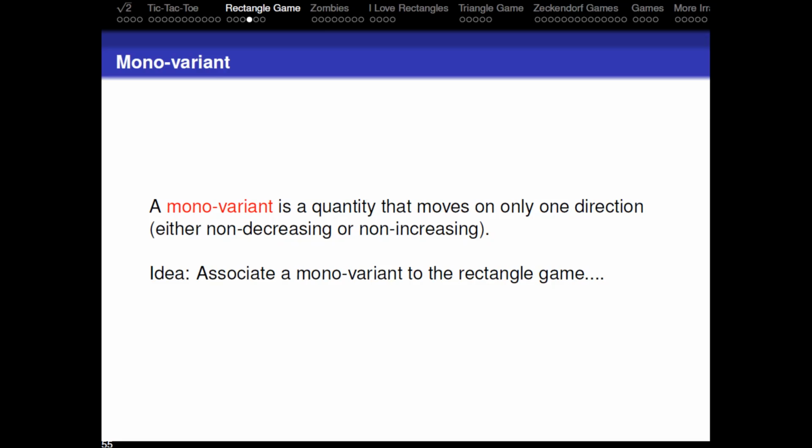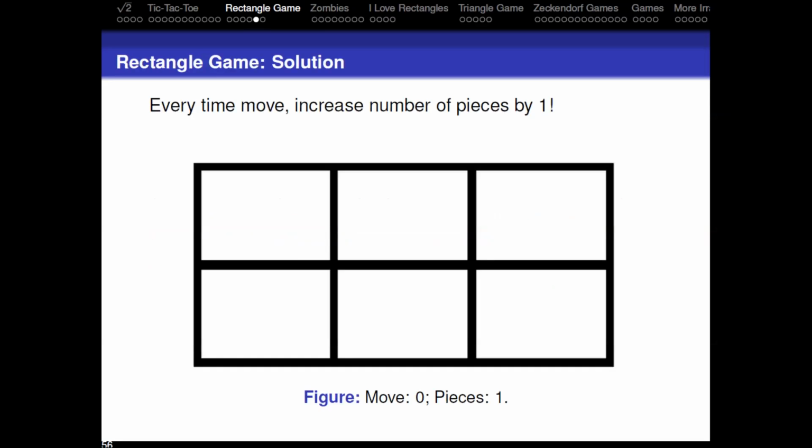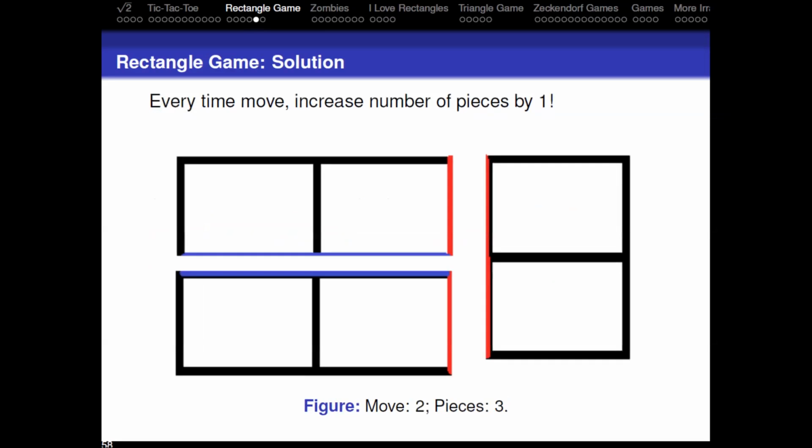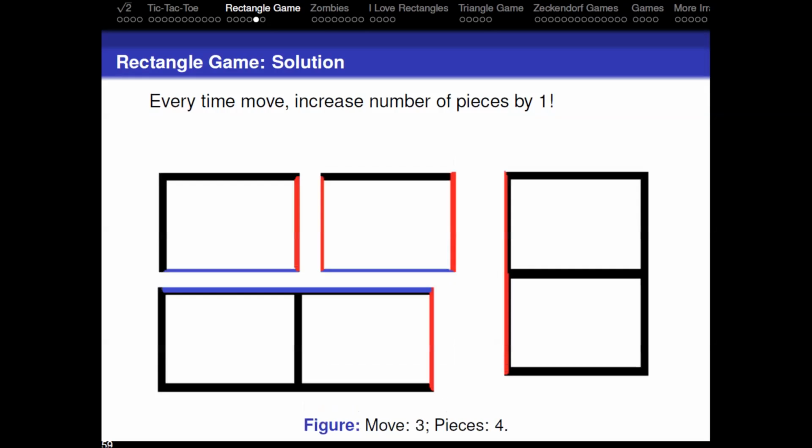So the idea is we want to associate a monovariant to the rectangle game. And the monovariant is going to be the number of pieces. So in move 0, there's one piece, the whole big board. After the first move, we can imagine we now have 2 blocks. So after one move, there are 2 pieces. Now we came down over the middle. After 2 moves, there are 3 pieces.